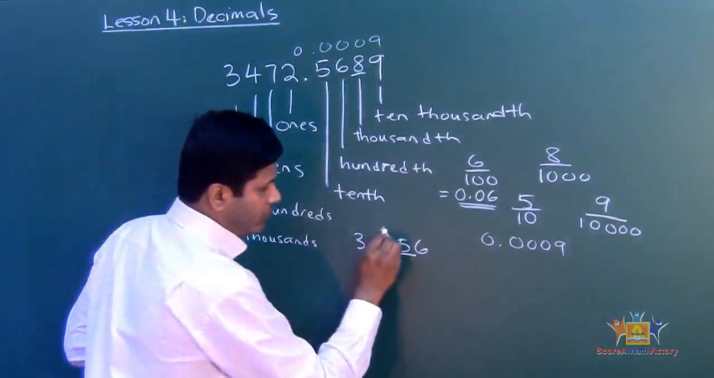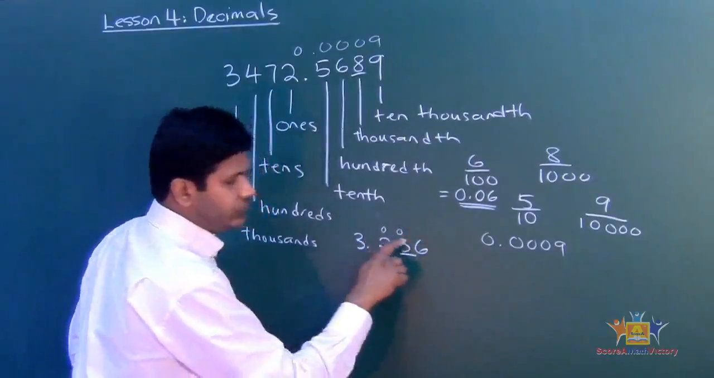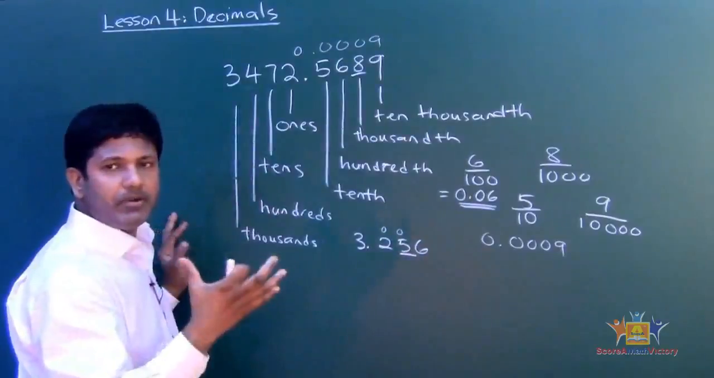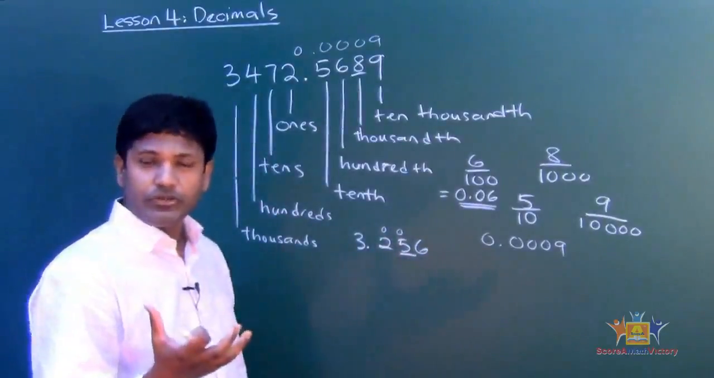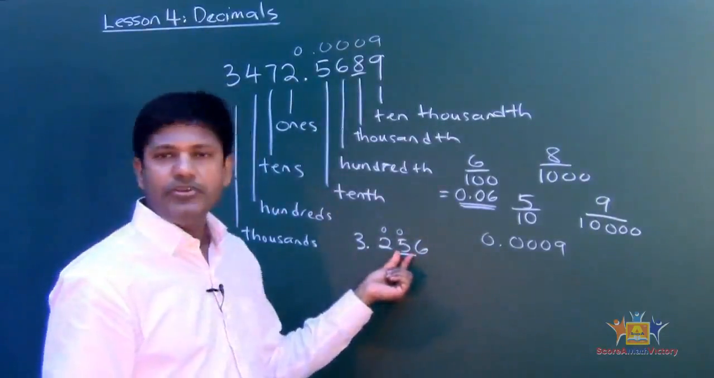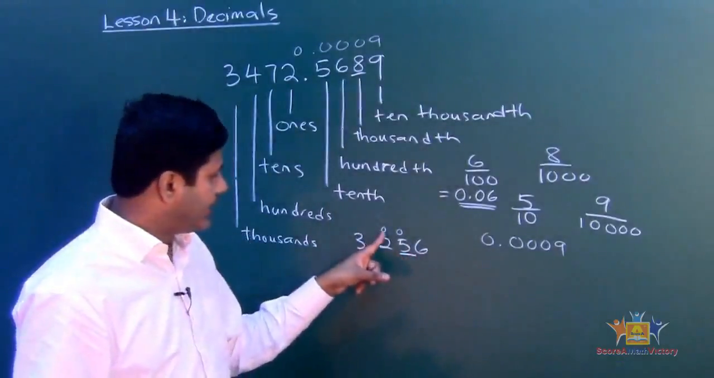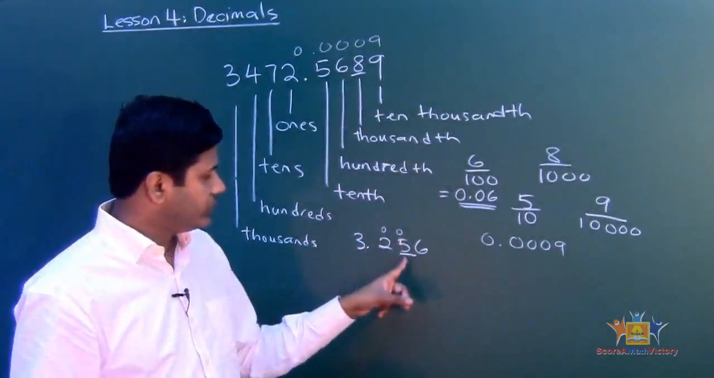How many zeros are there? 1, 2. See that? 2 zeros. Which number has 2 zeros? 100 has 2 zeros. That means this is 100th. See the decimal right there? And then count how many numbers. 2. That means 2 zeros.